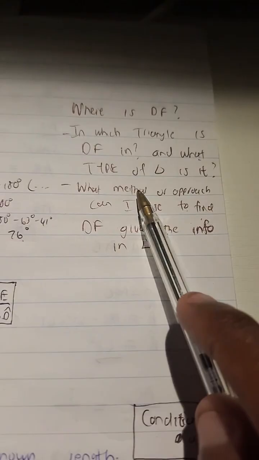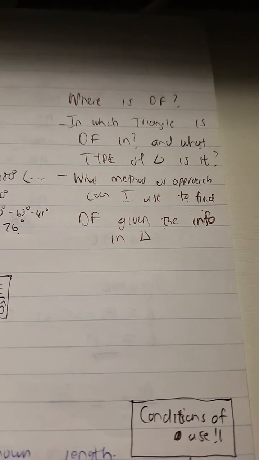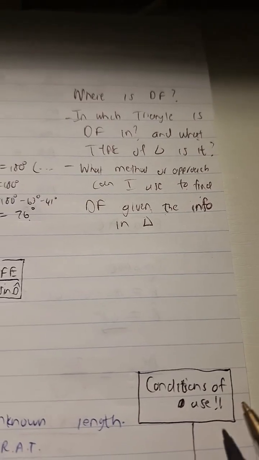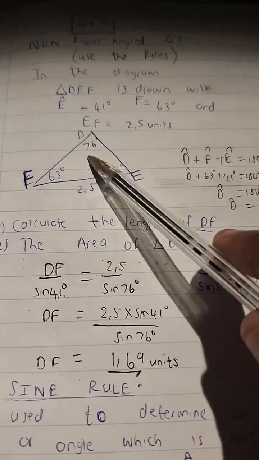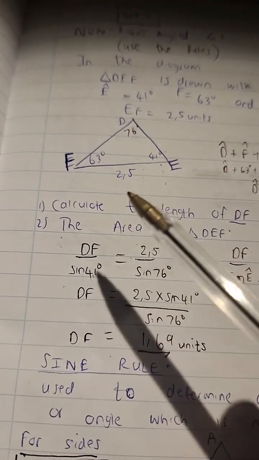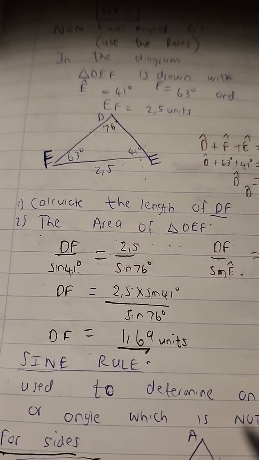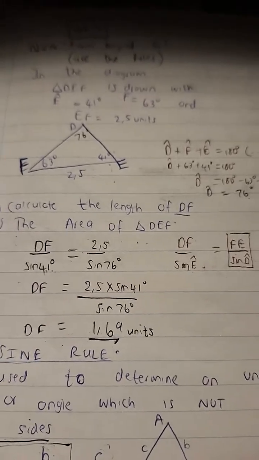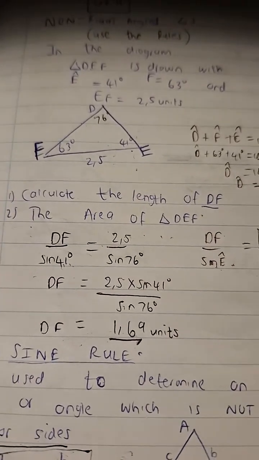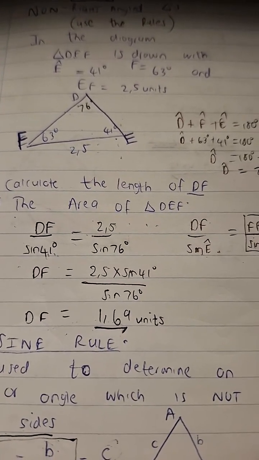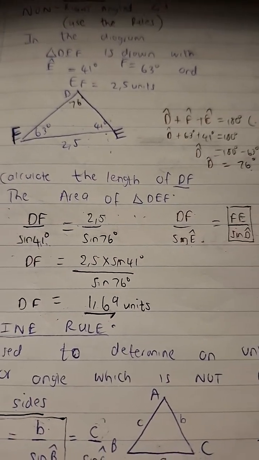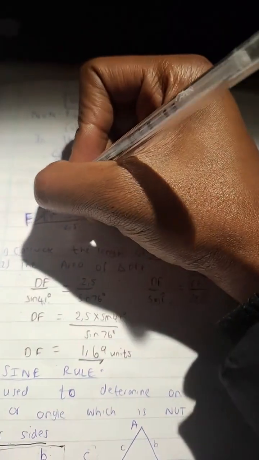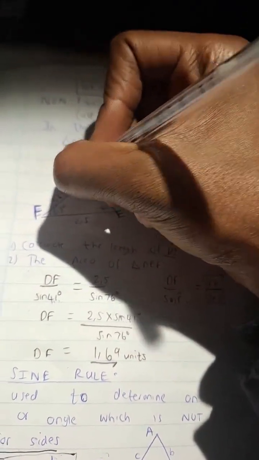Therefore, the method and approach, one of the 3 rules. Given the information that we have, we specifically are able to say sine rule. And then sine rule we use, voila. It is a win. So now we have DF 1,69 units.